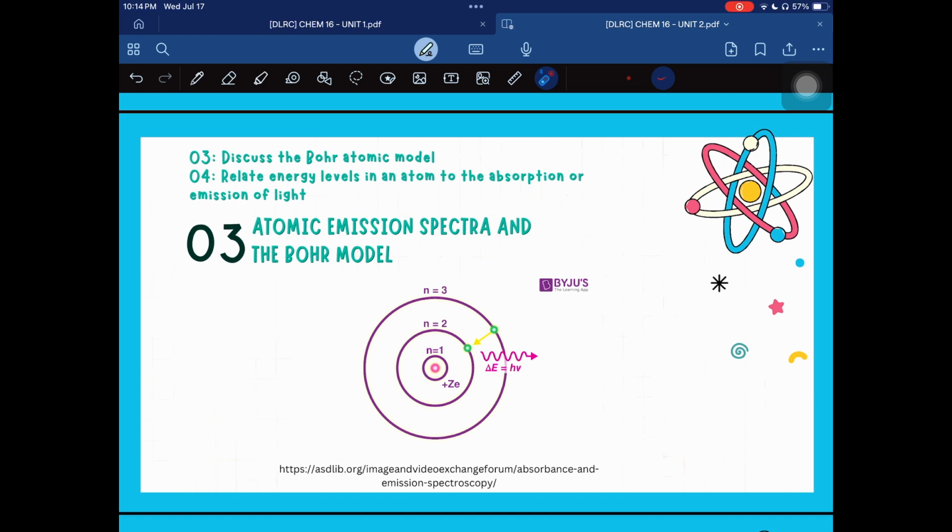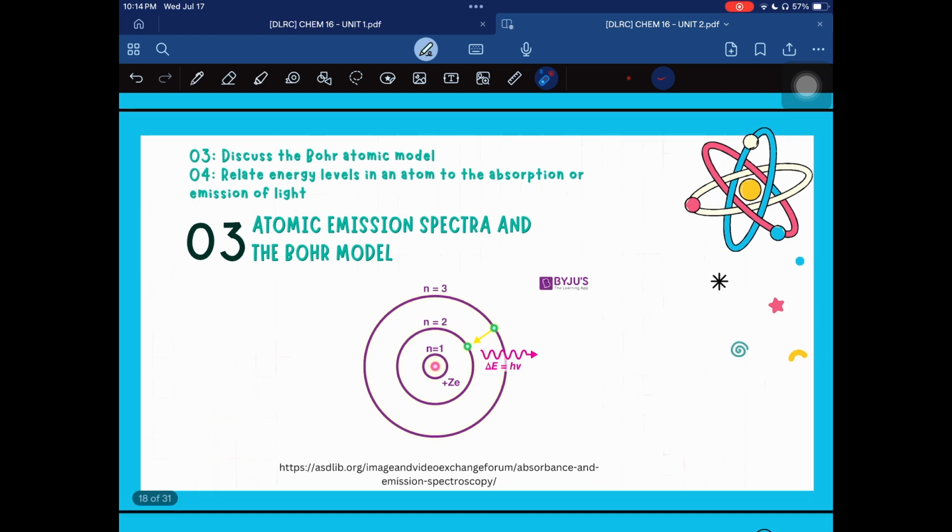Once a photon is emitted, due to an electron going from a higher energy level to a lower energy level, that energy, delta E, is also quantized. It can only inhabit certain energy levels at fixed distances. So this electron cannot move in the middle. It can only inhabit certain energy levels.